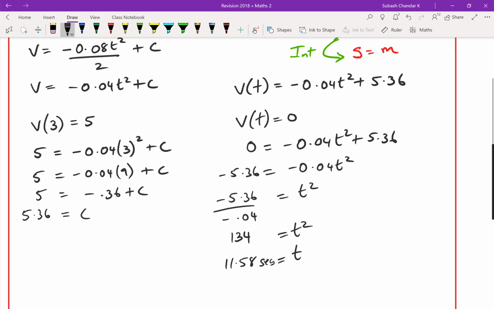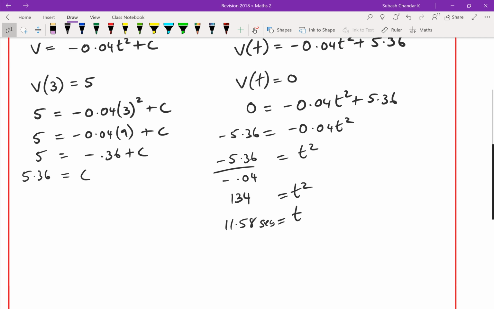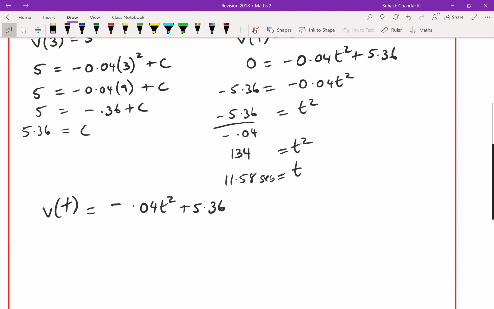We don't need to worry about the plus or minus, because we're assuming that the brakes are applied at t equals 0, so we're only going to be looking at t when it's positive. Now that's given us how long it's going to take for the car to come to a stop. It doesn't tell us how far. So what we need to do is take the velocity function and integrate it again to get the distance formula. So that's going to be negative 0.04t cubed over 3 plus 5.36t plus c.